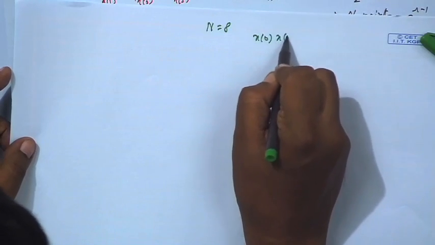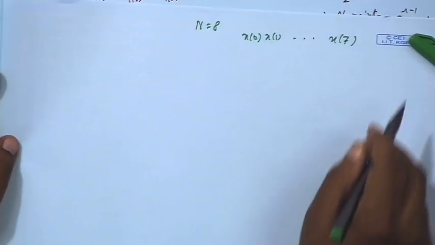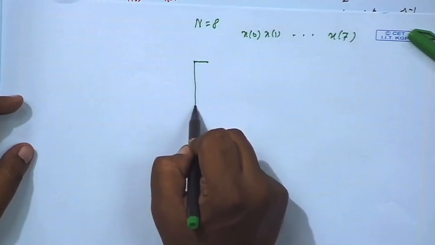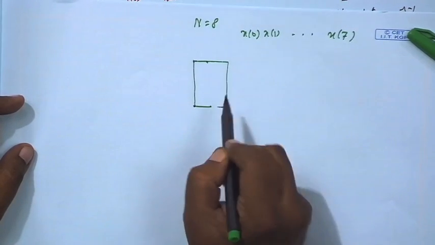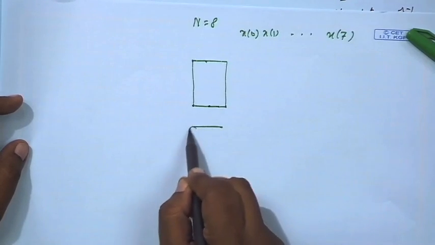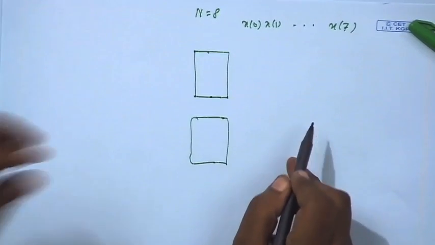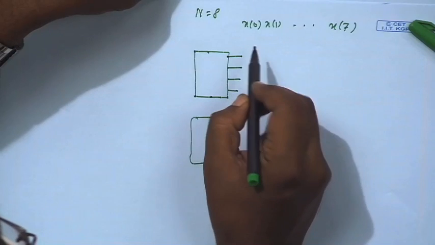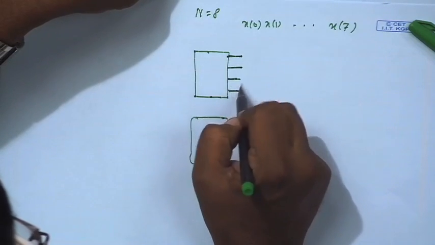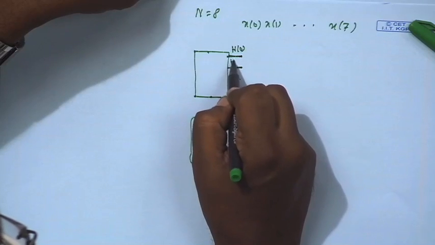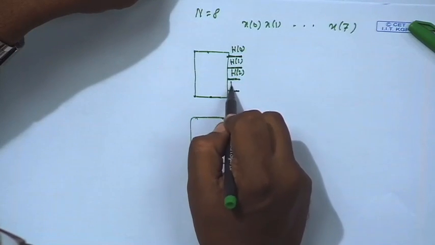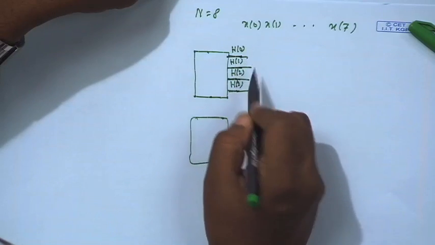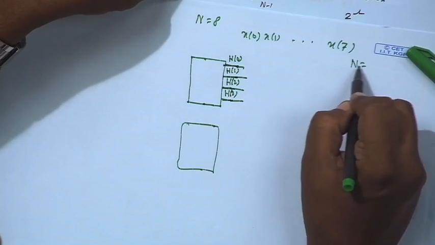Now, consider an example. Suppose n equal to 8. So, I have got x 0, x 1 dot dot dot up to x 7. Suppose I have got the h 0, h 1, h 2, h 3. Suppose they are available, okay, because n is 8. So, n by 2 is 4.